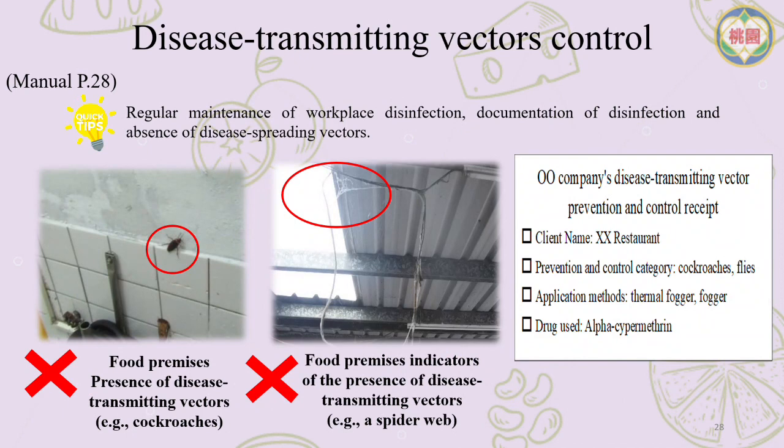In addition, there should be regular maintenance of workplace disinfection, and documentation of disinfection should be kept. The absence of disease-spreading vectors such as cockroaches and spider webs is a requirement. If a vector control company is invited to carry out the control work, the vector control documents and certificates should be kept, and the place, type of control, method, and drugs used should be indicated.